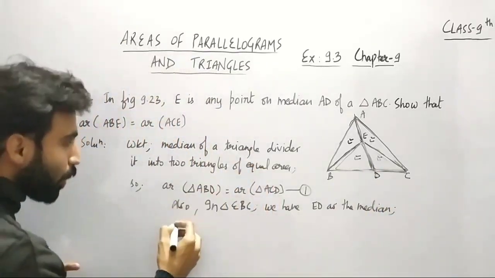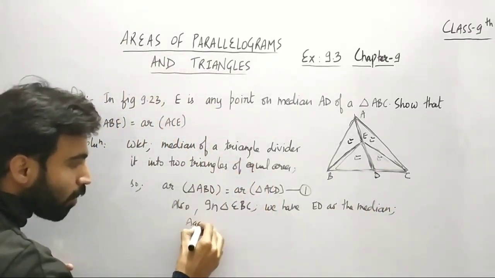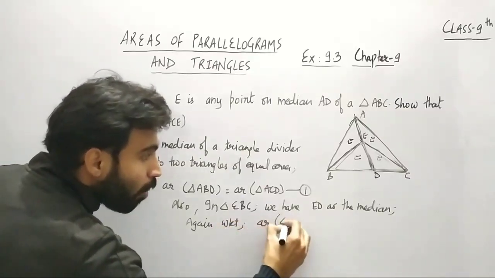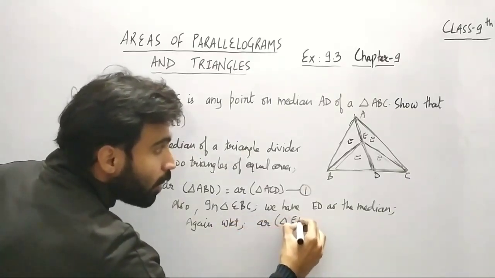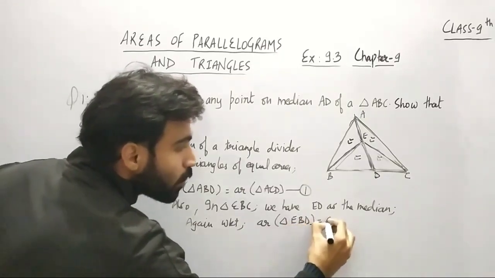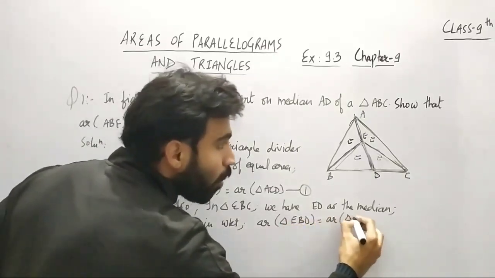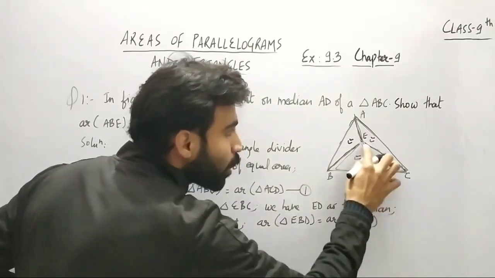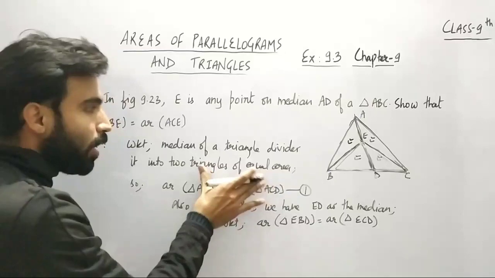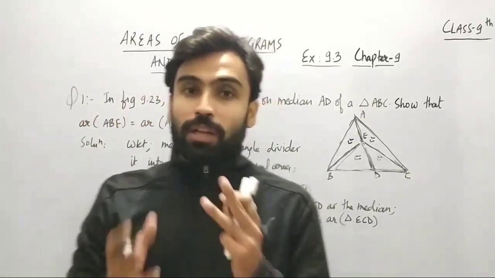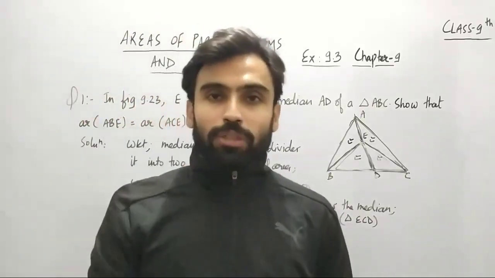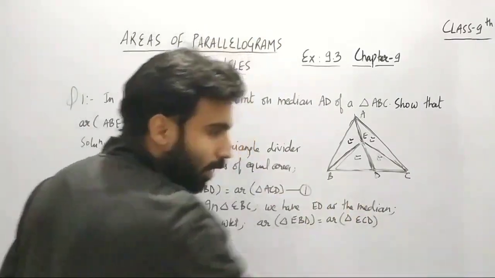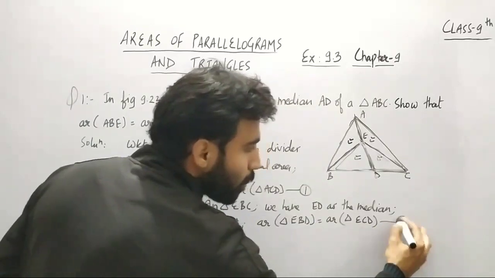So with the same theorem you can see again we know that the area of triangle EBD is going to be equal to the area of triangle ECD, right? So EBD is going to be equal to ECD with the same reason that we know that the median of a triangle divides it into two triangles of equal area, right? You can also write the same reason in the bracket here, right? So let me give it equation number second.